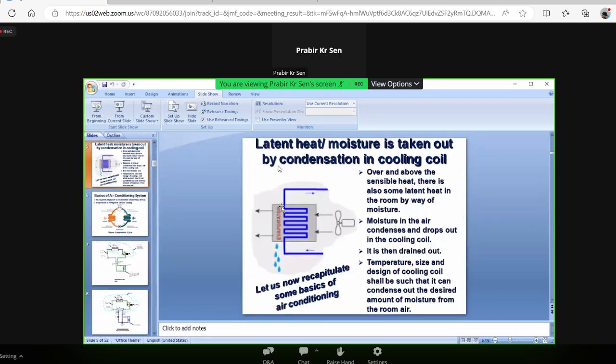So this is what a cooling coil is. We take the return air back and pass it over the cooling coil. We recool it and supply it. And the sensible heat is taken out by the cooling coil.